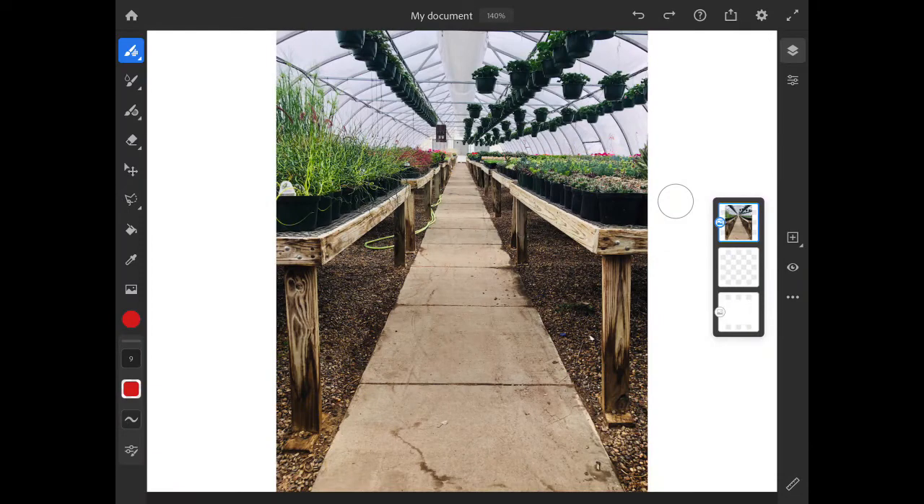Another really good example of this, I stopped out by the greenhouse because I thought it would give you a good example to see lots of things going to one vanishing point. So here again, one-point perspective. You have the sidewalk going to the vanishing point. You have the greenhouse tables going to the vanishing point.